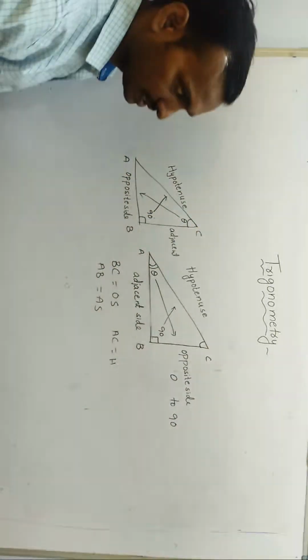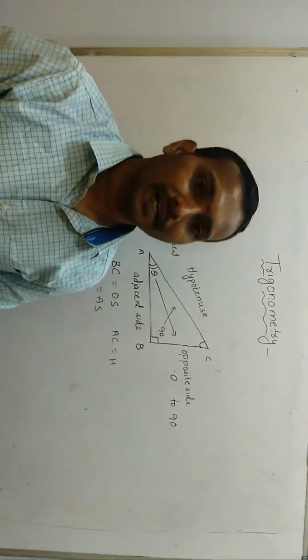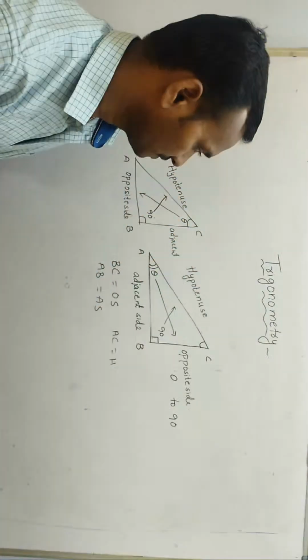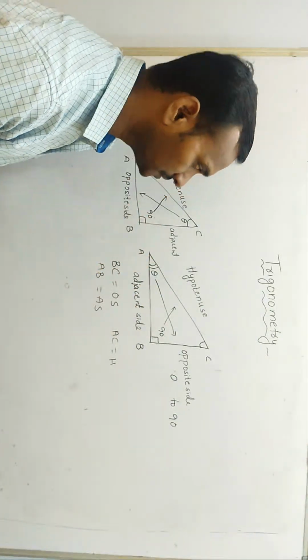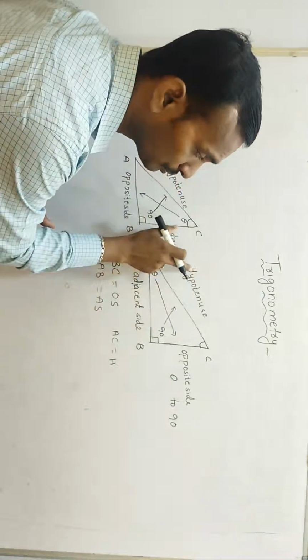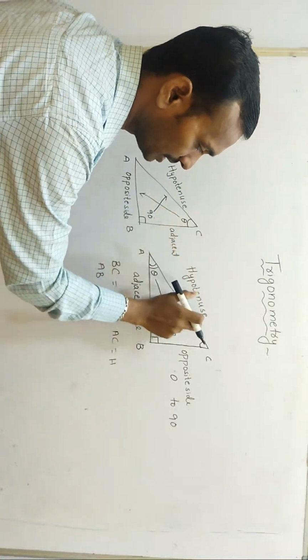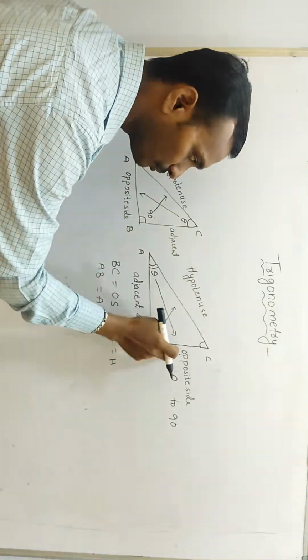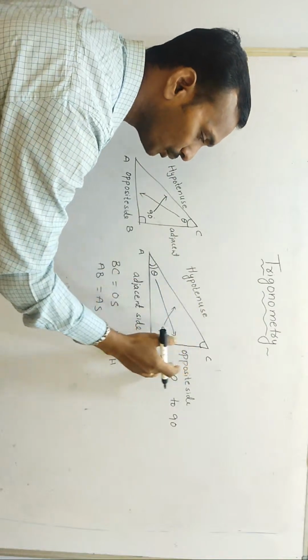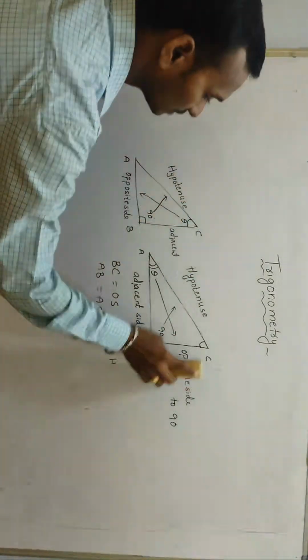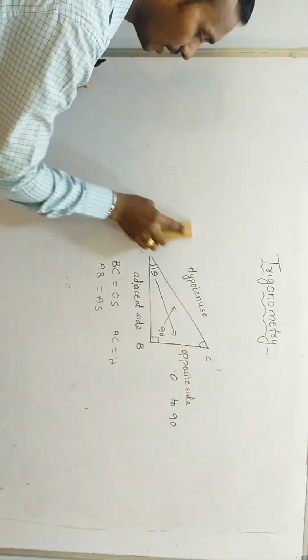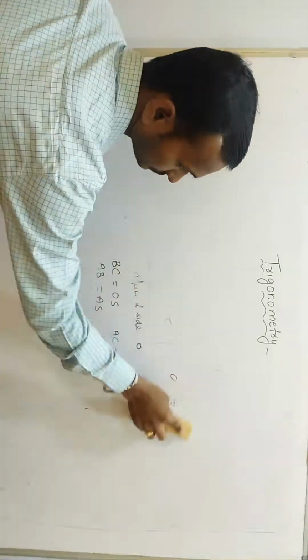First we have to understand the right angle triangle. A triangle in which one angle is 90 degrees is called a right angle triangle. The side which is opposite to 90 degrees is called the hypotenuse. The side which is opposite to angle theta is called the opposite side. Based on this, we will see how the questions will be.